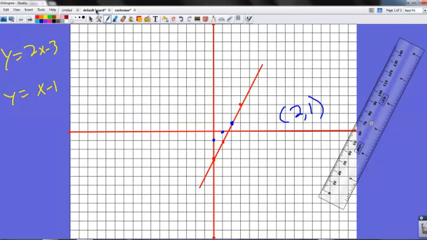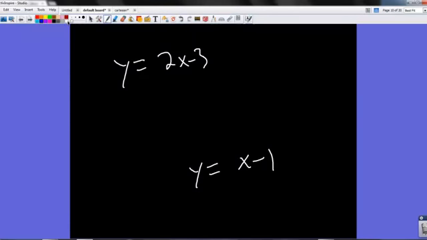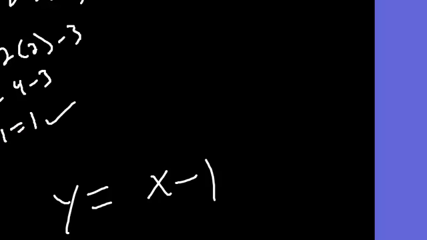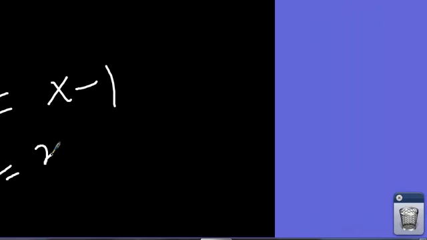So let's go back and confirm that it works in each of them. 2, 1. So 1 equals 2 times 2 minus 3. 1 equals 4 minus 3. 1 equals 1. Yes. 1 equals 2 minus 1. 1 equals 1. Yes. So your solution is indeed 2, 1. See, that's all it takes. That's really how easy it is.